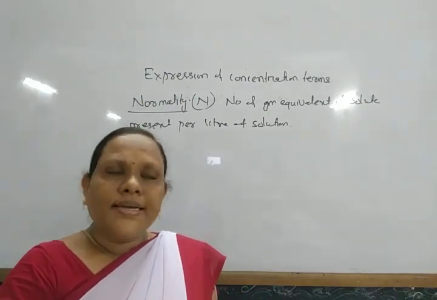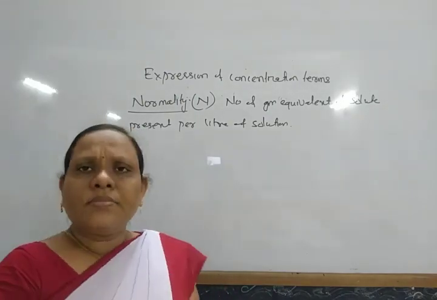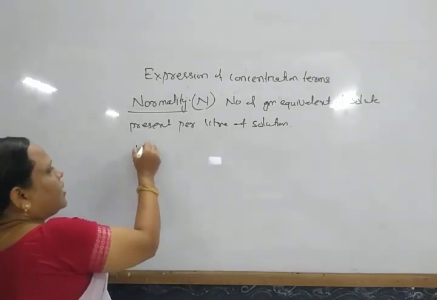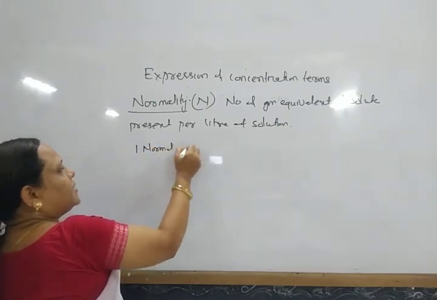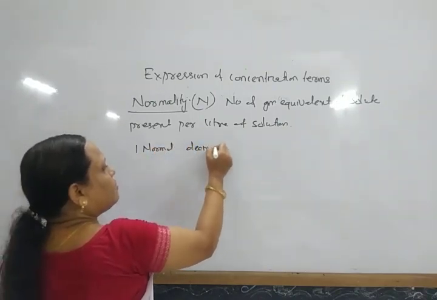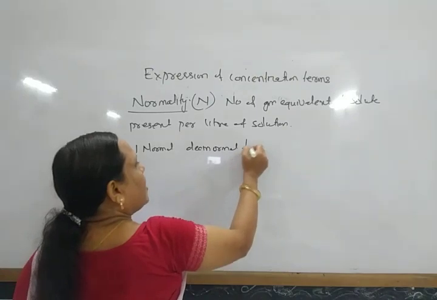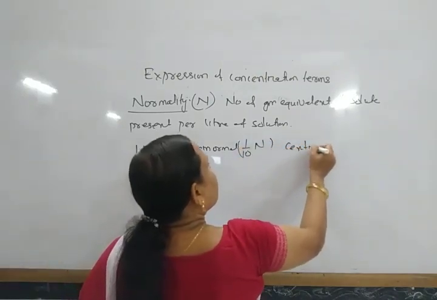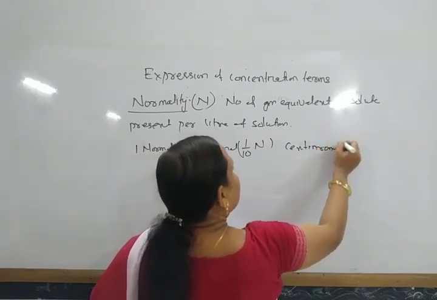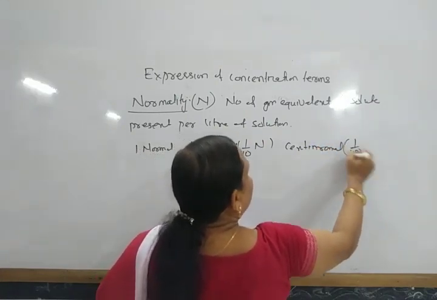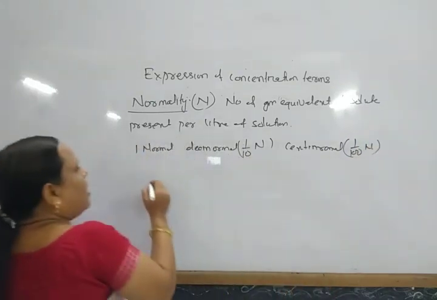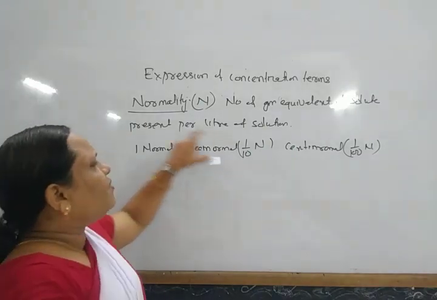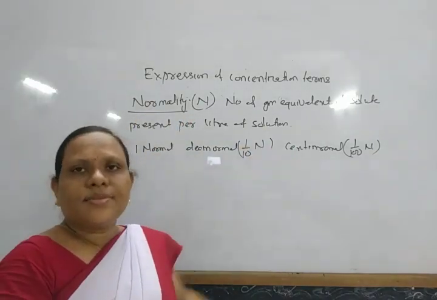And normality is also expressed in different terms. 1 normal, decinormal, that means 1 by 10 N, and centinormal solution, 1 by 100 N. Similarly, millinormal, seminormal. In this way, normalities are expressed in different ways.